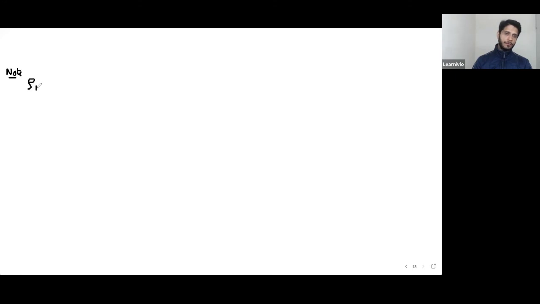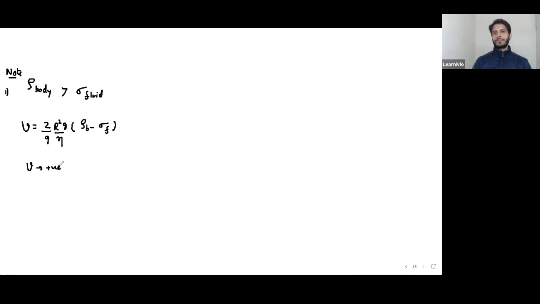What happens if the density of the body is greater than the density of the fluid? This is the expression of terminal velocity: 2 by 9, r square g by eta, into density of body minus density of fluid. If the density of body is greater than the density of fluid, that means your terminal velocity is positive. Now, if your terminal velocity is positive, that means the body is falling downwards.